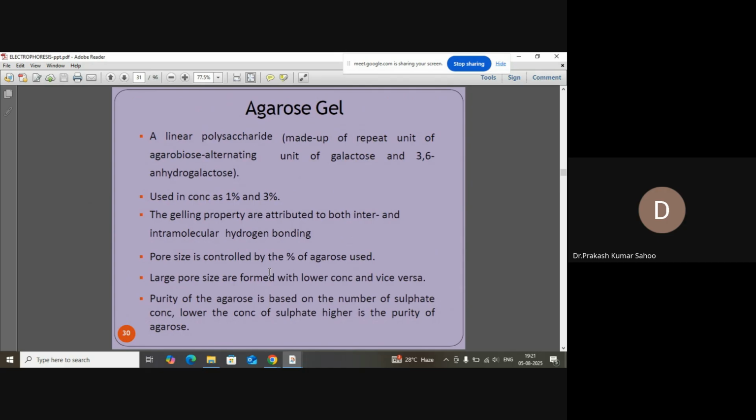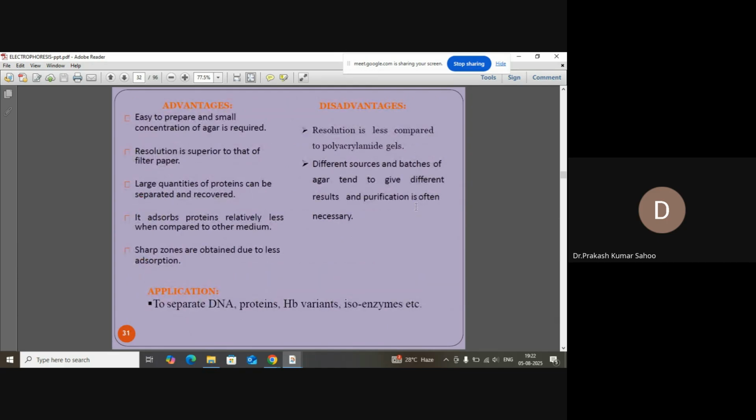Then we have the pore size, which is controlled by the percentage of agarose that is used. Large pores are formed with low concentration and vice versa. Purity of the agarose is based on the sulfate concentration. The lower the concentration of sulfate, the higher the purity. So this is how your agarose gel is made.